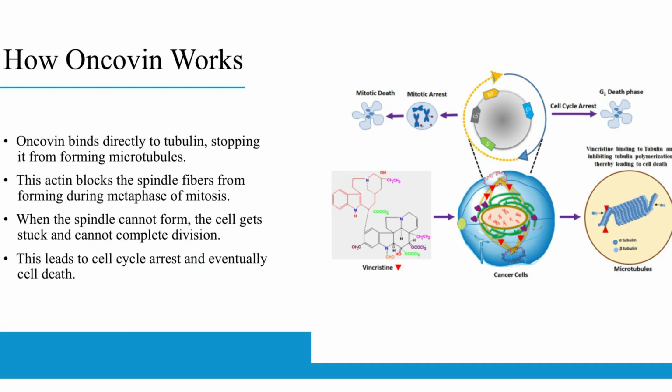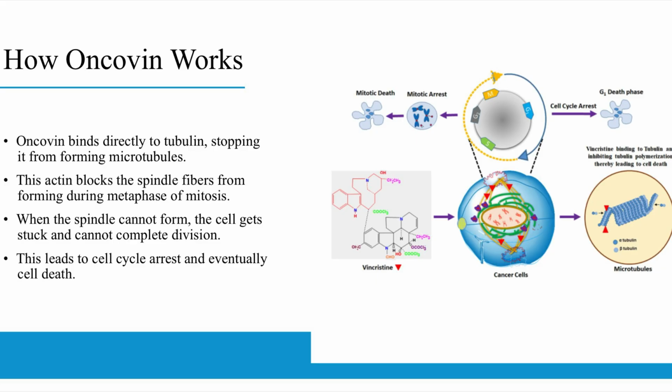Oncovin, also known by its generic name vincristine, disrupts cell division by directly targeting tubulin. It binds to tubulin molecules in the cell and prevents them from assembling into microtubules. Because microtubules are required to form the mitotic spindle, this interference effectively shuts down the cell's ability to divide.